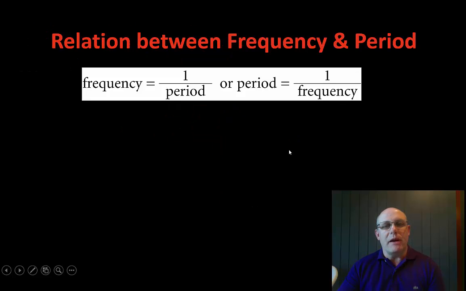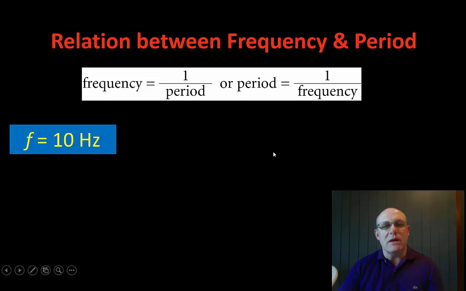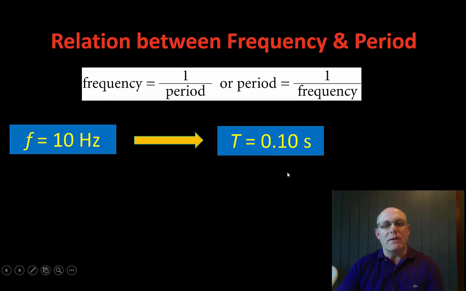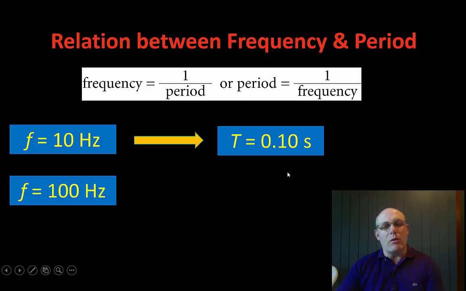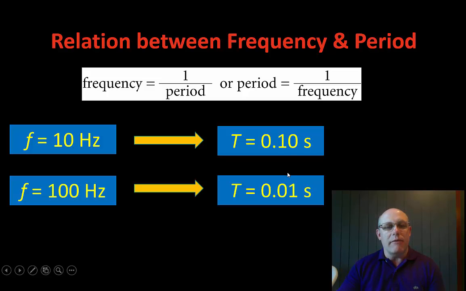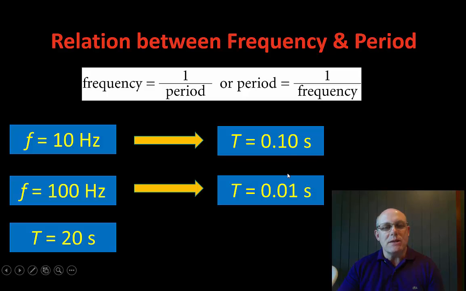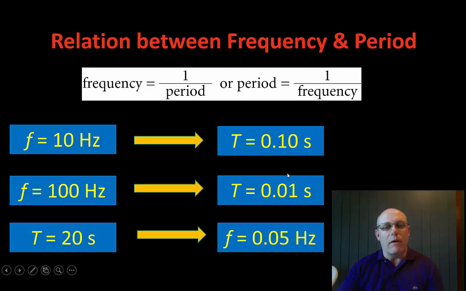The relationship between period and frequency is that they are inverses of each other. If you know one of them, you know the other one. We measure period as the time to complete one wave, whereas the frequency is the number of waves completed per second. Here's an example. If you have a frequency of 10 Hertz, then that would have a period of 0.1 second. If you have 100 Hertz, then that would be a hundredth of a second. And if you have a period of 20 seconds, then that would be 0.05 Hertz. They're inverses of each other. As I said before, if you know one of them, you will know the other one.